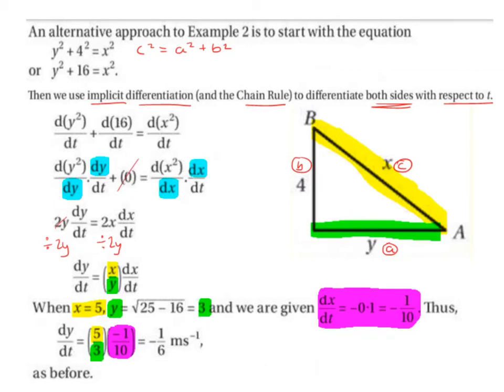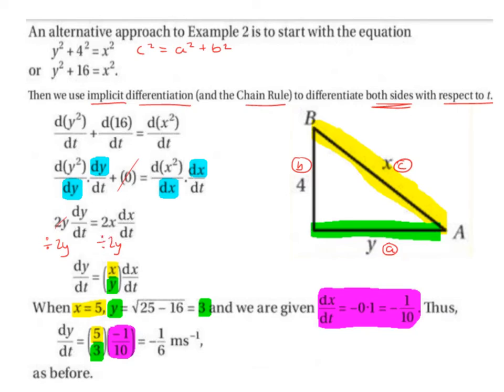And then on the right of the equal sign, we just differentiate the x squared with respect to t. So again, there's no t, so we're going to use the chain rule. So we're going to differentiate x squared with respect to x and stick on dx dt. So differentiating x squared with respect to x, we get 2x, and then we stick on the dx dt. So we have 2y dy dt equals 2x dx dt.